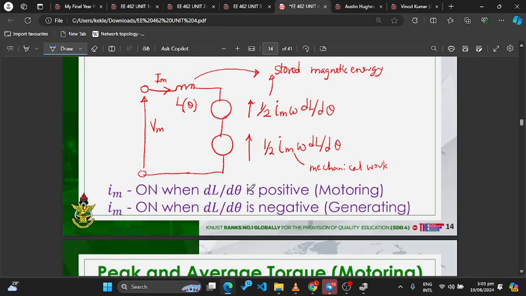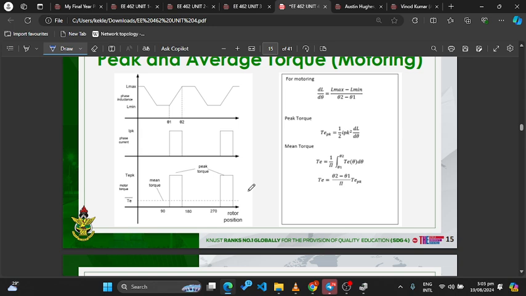Okay, so that explains this guy. Okay, so let's look at this bad boy. So we know torque.